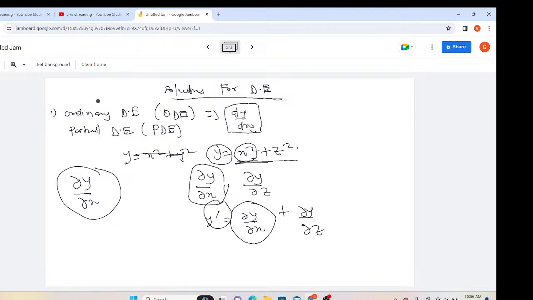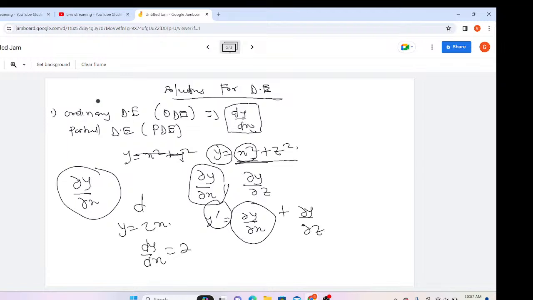But with the ordinary one, the dependent variable depends on only one variable. So y equals 2x. We want to find dy by dx. That will be an ordinary differential equation. The dy by dx will give us, let's say, 2. So let's take note of that.